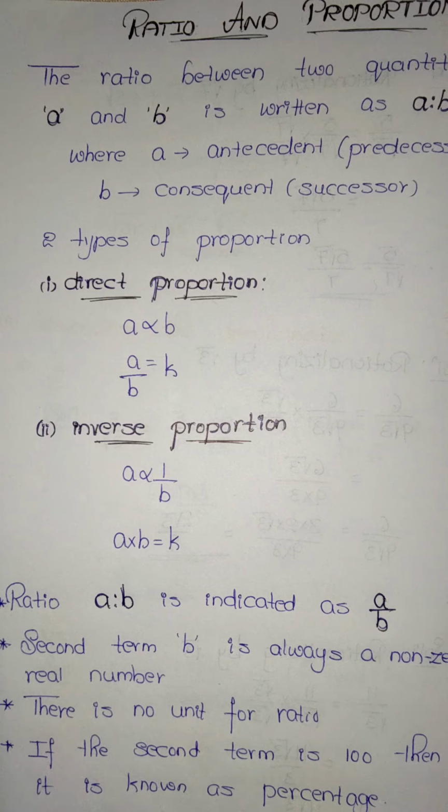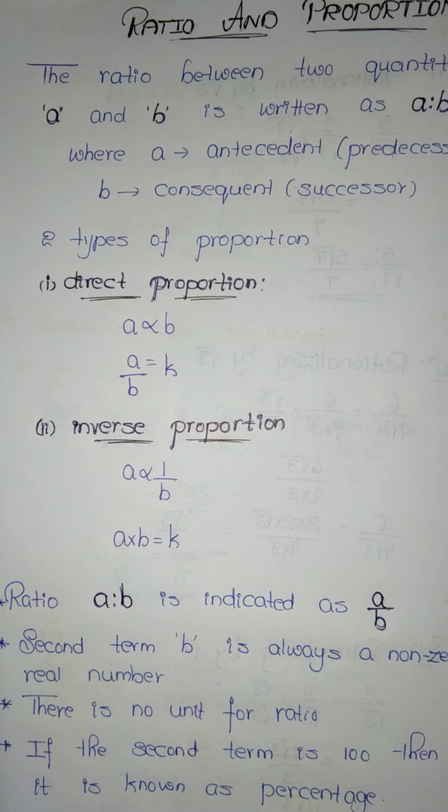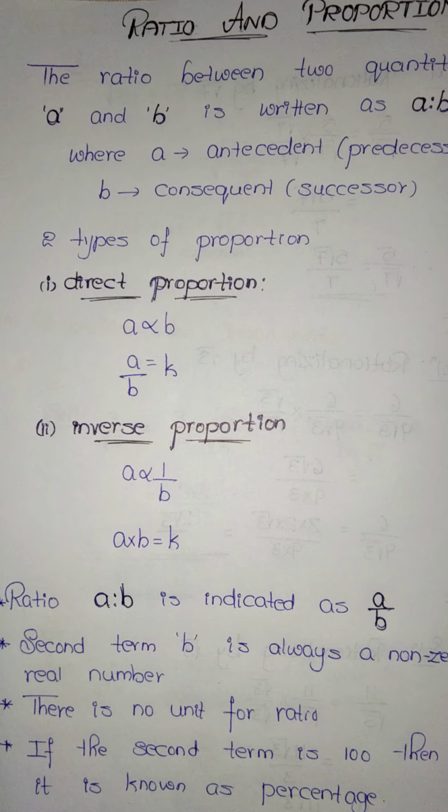So this is about ratio and proportion. I hope everyone clearly understood what ratio and proportion are, and the two types, direct and inverse proportion. How we write direct and inverse proportion and some of the properties of ratio and proportion. Based on this, we are going to solve practice set 4.1. So let's start.